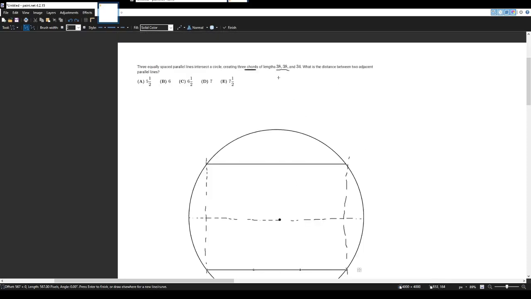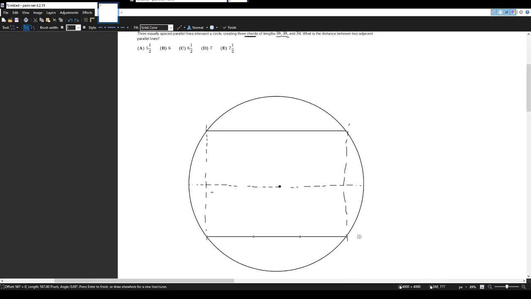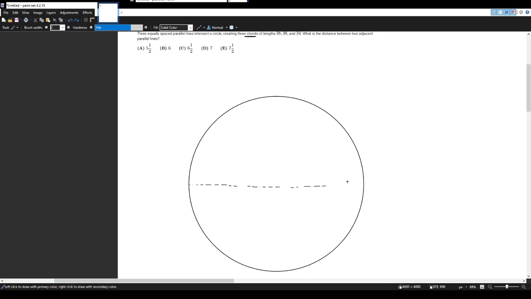And so if two chords are parallel and the same length, it looks like they have to be on opposite sides of the circle, and the same distance away from the center, like that. So let's draw two chords with that in mind, and then we can worry about the third chord later. Oh, I didn't want to undo that part.